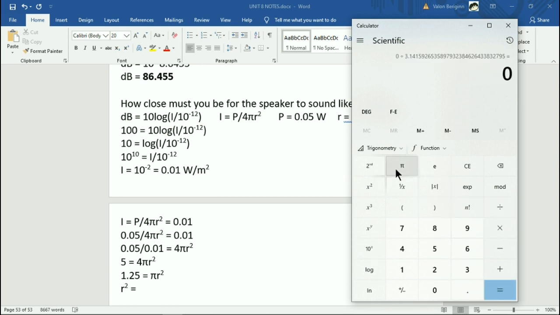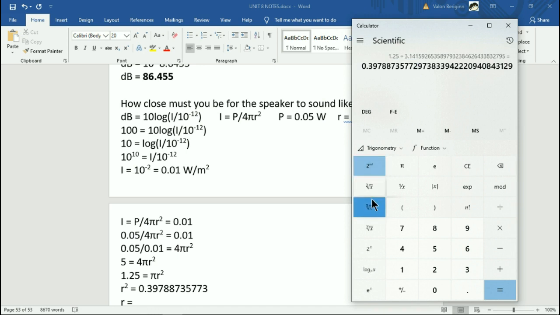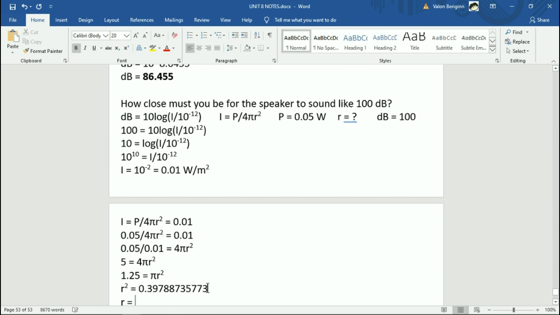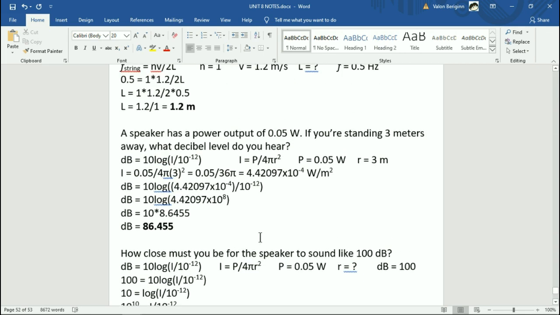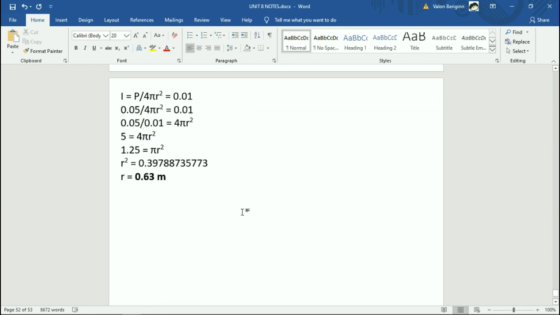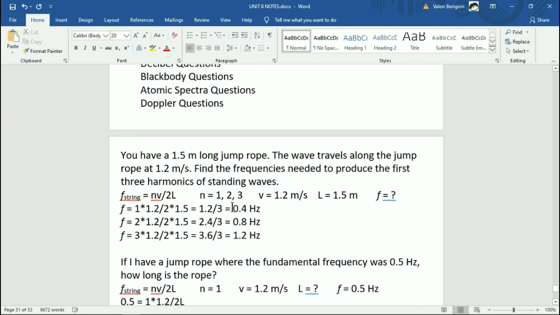Okay, so then r is the square root of that, 0.63. Okay. Yeah, so again, kind of showing different things you can do for decibels, going in either direction to get what you want to get. Okay, what's next that we got here? Black body questions. Okay, and then also atomic spectra kind of relates.